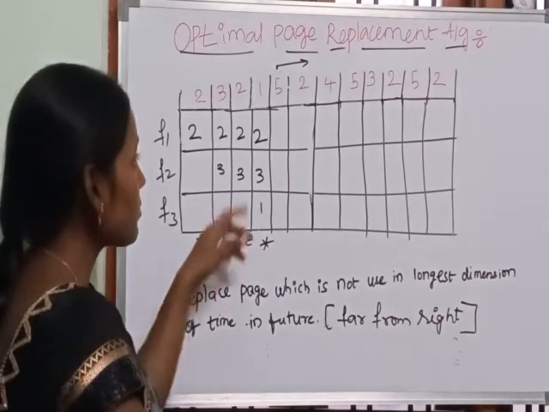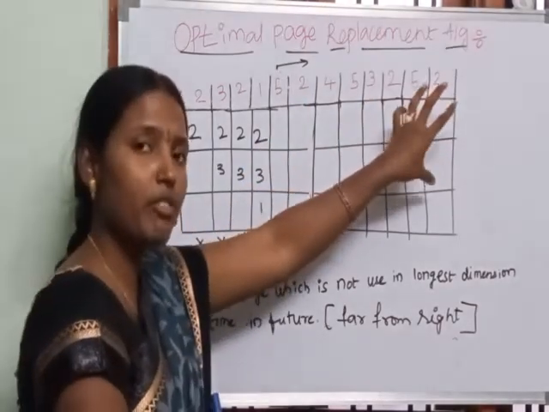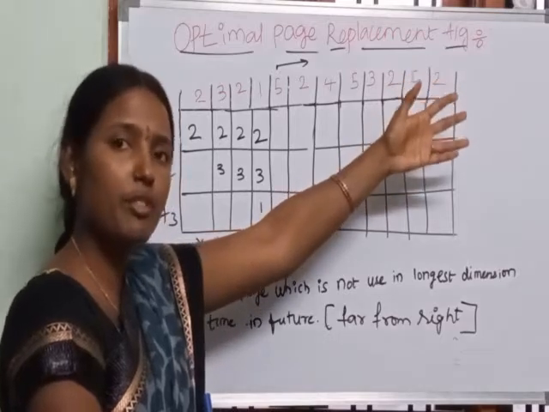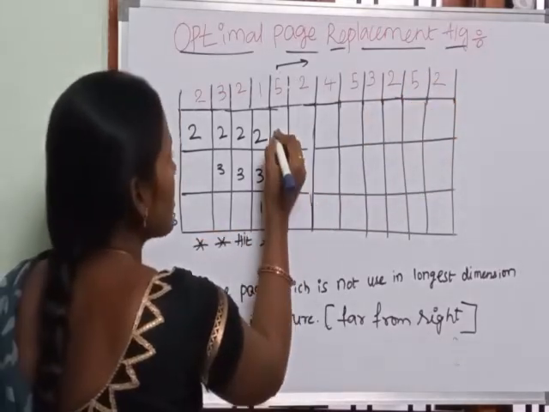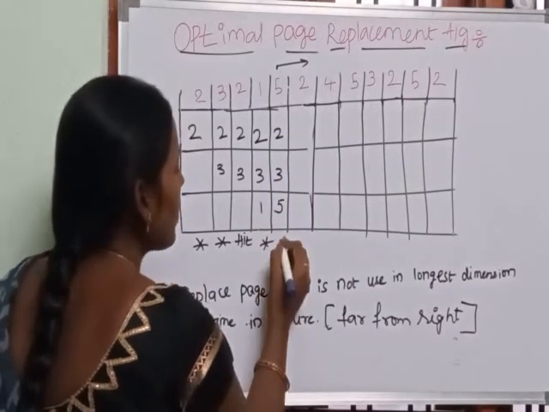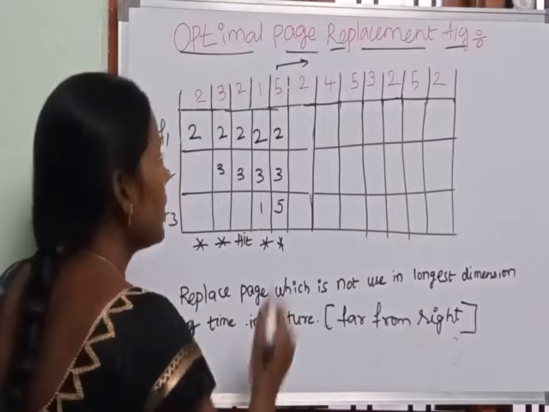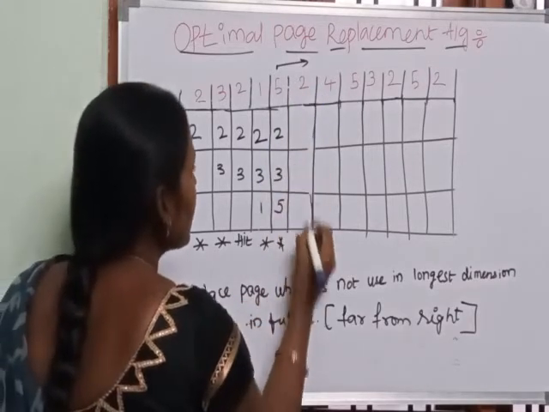Why? Because 2 is here only, 3 is here only, but one frame is not going to be used in the future. So such kind of frames are replaced. Now 2, 3, 5. This is also a page hit. Now next 2. Already 2 is available, so we call it a hit.